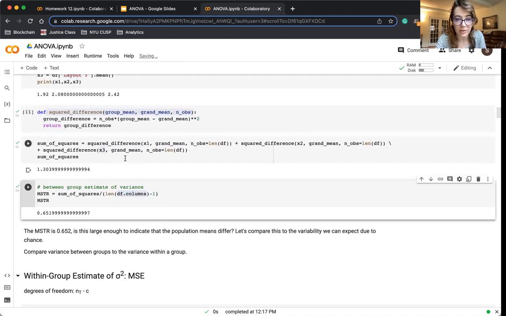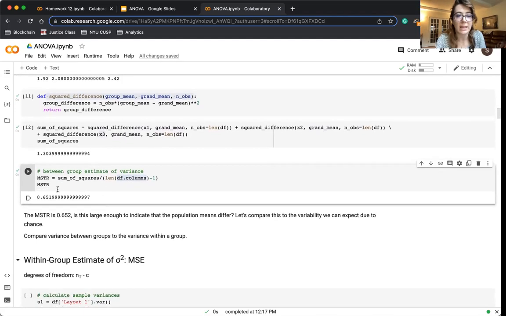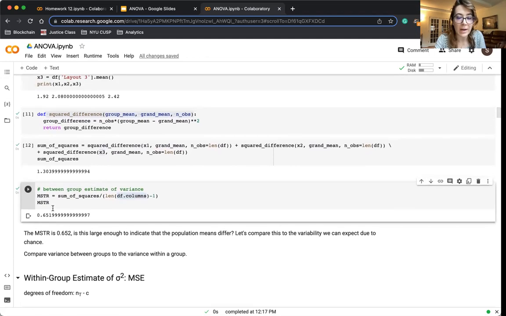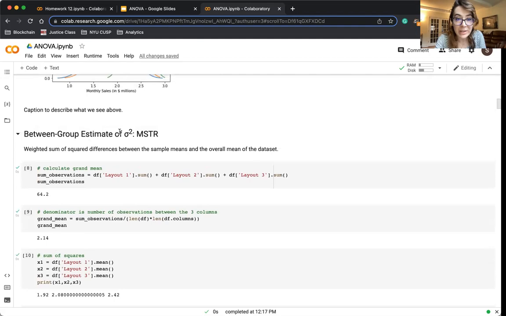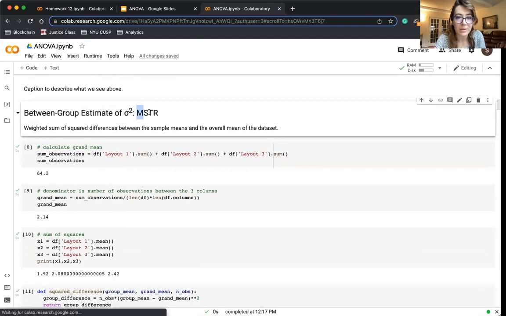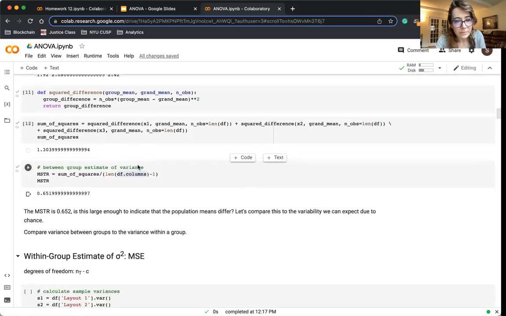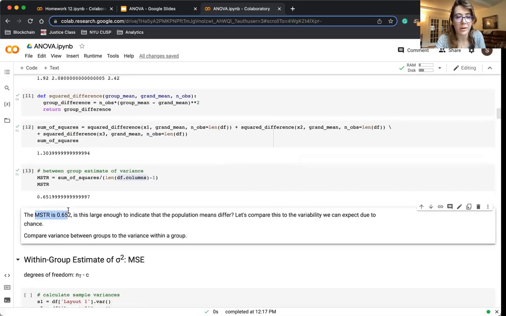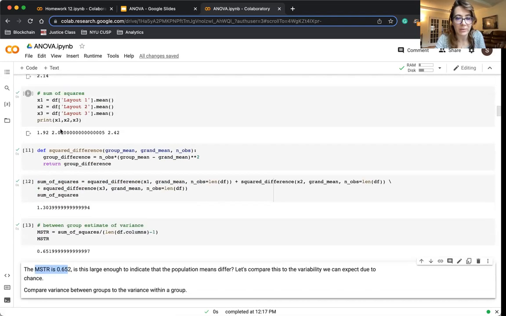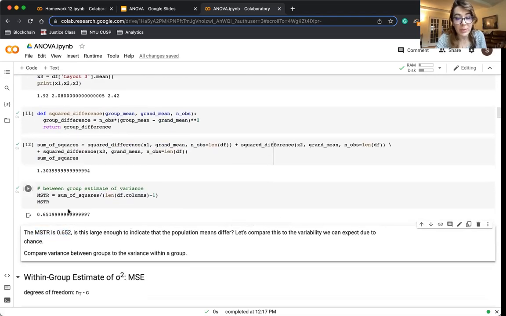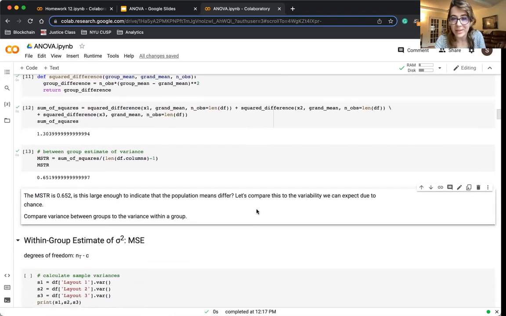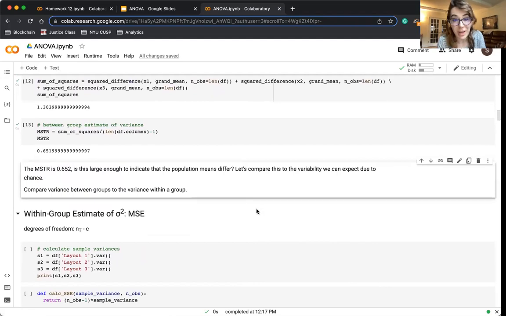So we're just breaking down the function into the different components and getting this mean variance between group estimate. And it's just referred to as MSTR. Whenever we're talking about MSTR, we're referring to this between group estimate of variance. And so we have this value, and I just posed this question of, is this value large enough to indicate that the population means differ? We would compare this to the variability we can expect due to random chance.